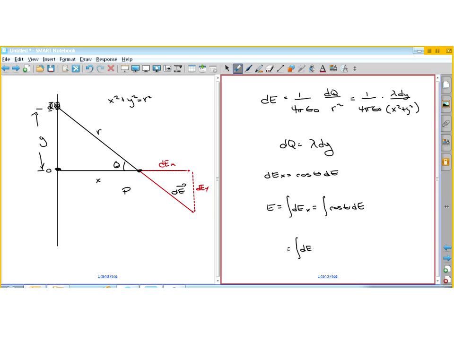Why is that? Well, let's see here. So let's go ahead and put this in. So we'll have cosine of theta times dE, which is this. So we go 4 pi epsilon 0 times lambda dy over x squared plus y squared.